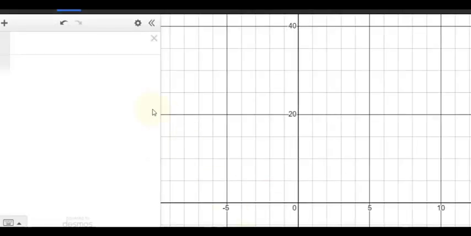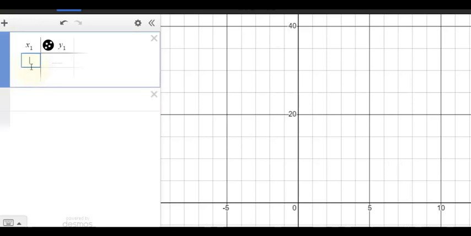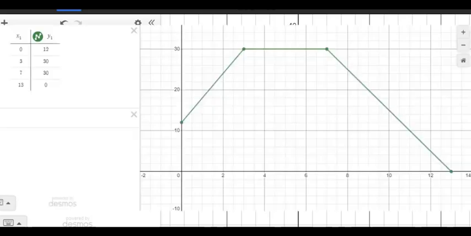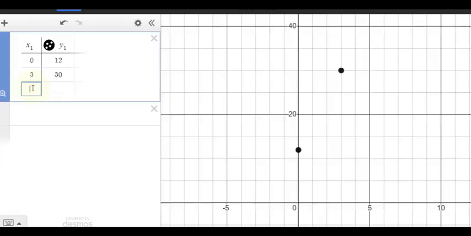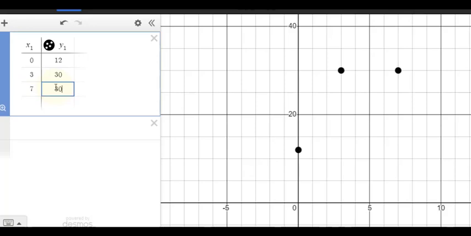Okay, so this is our graph sheet. Now recall, we are going to be adding our table. It says when x is 0, y was 12. So that's our first point. Then the second one is when x is 3, this is 30. So if you recall, it accelerated from 12 to 30 in 3 seconds. The next one, when x is 7, this will also be 30. It maintains uniform velocity for another 4 seconds.